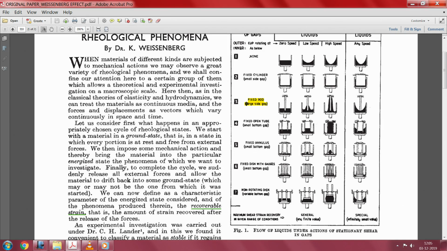Finally, to complete the cycle, we suddenly release all external forces and allow the material to drift back into some ground state. You can see that this is very similar to the ideas that we had developed at the beginning of the class with the stress relaxation and the stress control tests, where we would apply some stress and then we would release the stress and then we would see what happens, right. So, it is a very similar idea to what he is discussing over here.